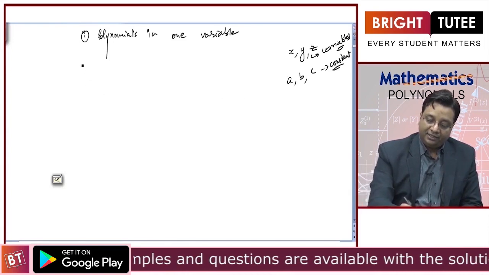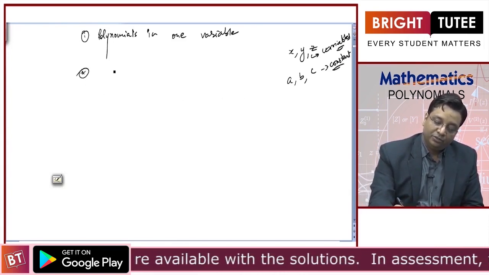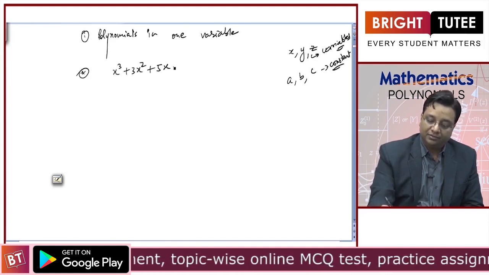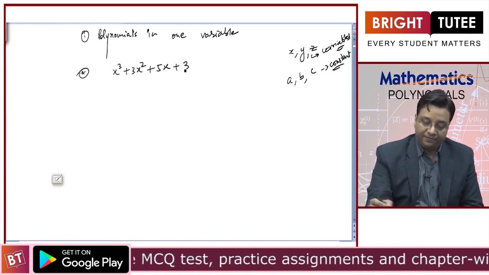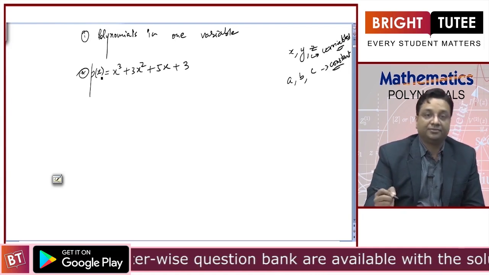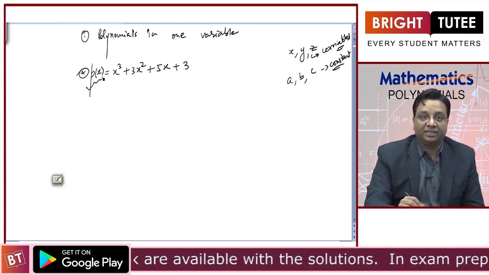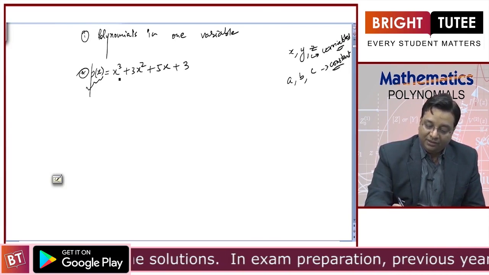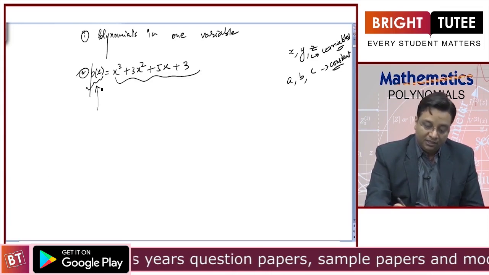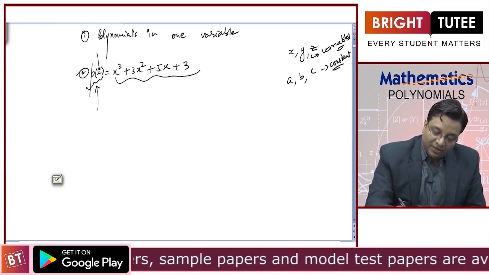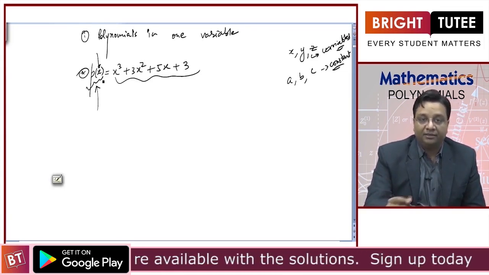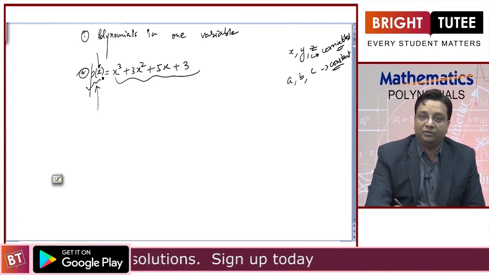Also, if I write, let us say, a polynomial x cube plus 3x square plus 5x plus 3. Now this polynomial is, let us say, p of x. What is this p of x? It means that I am denoting this polynomial by p of x. It depends on the values of x. The value of p of x will depend on the values of x.